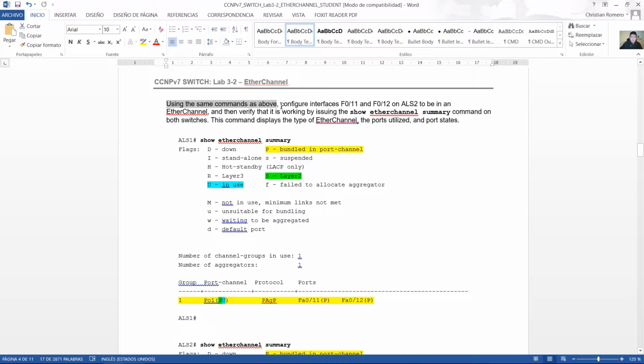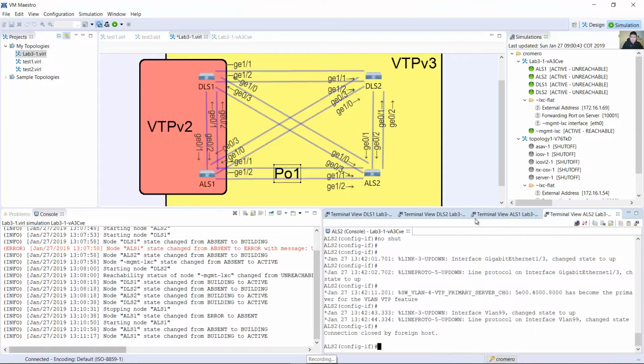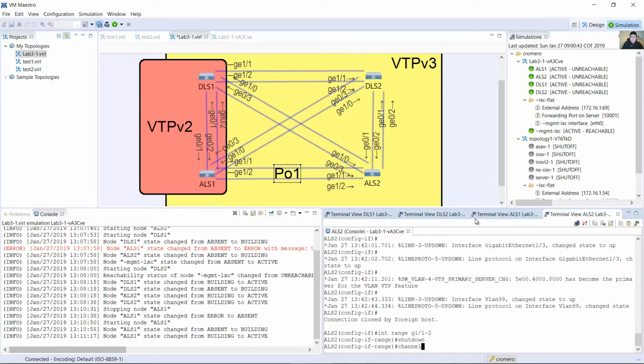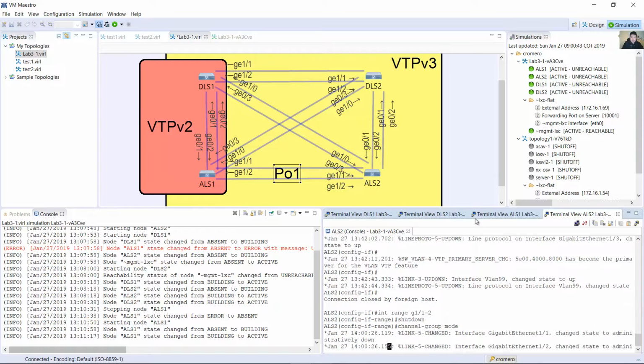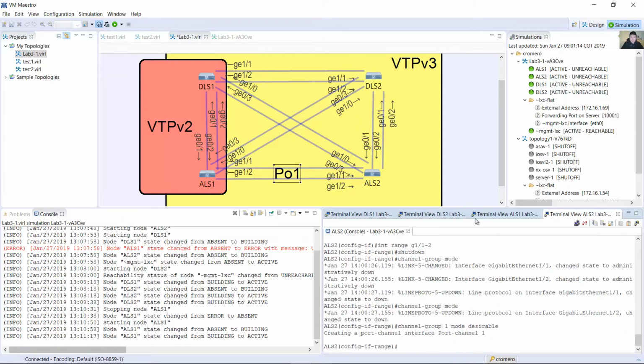Okay, using the same commands as above, configure ALS2. Interface range gigabit 1/1 and 1/2, shutdown, channel group 1 mode desirable. Okay, channel group 1 mode desirable. And no shutdown.